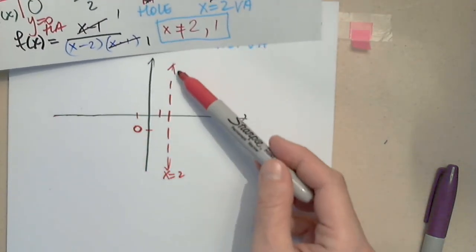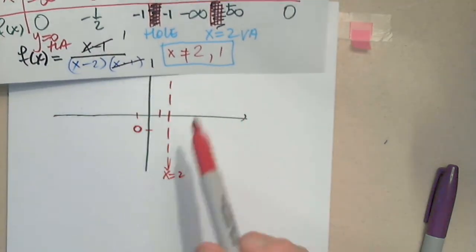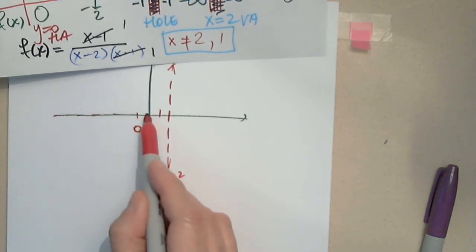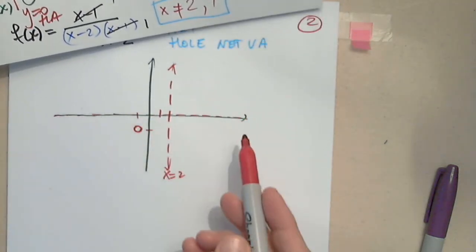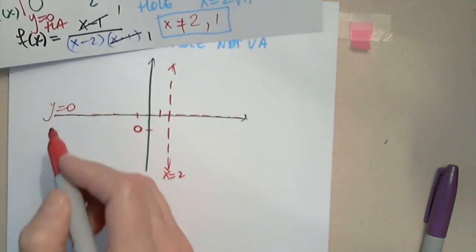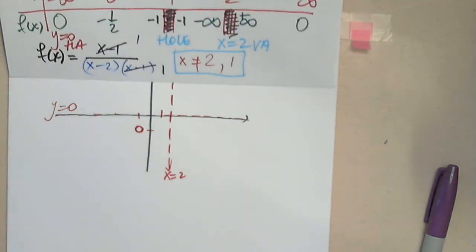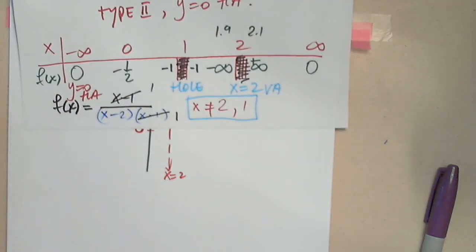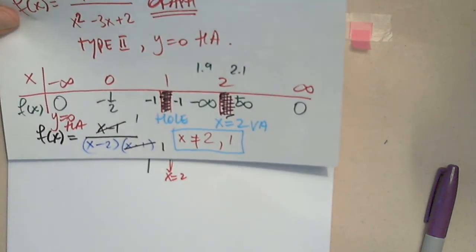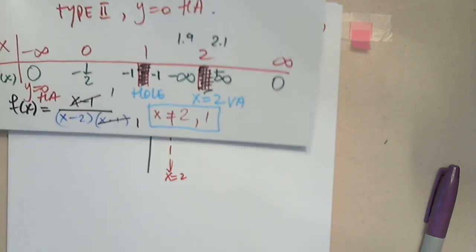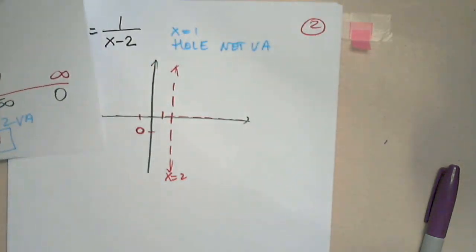So I have x equals 2 is a vertical asymptote. I have y equals 0. This is an overkill. There is no real need to do this. It's the x-axis. And now we are ready to graph. And of course, I will plot 0, negative 1/2.